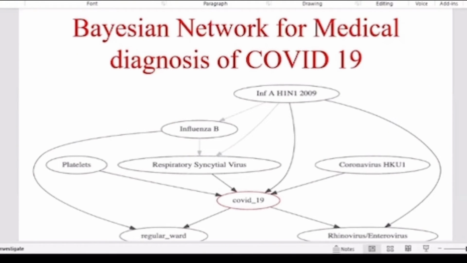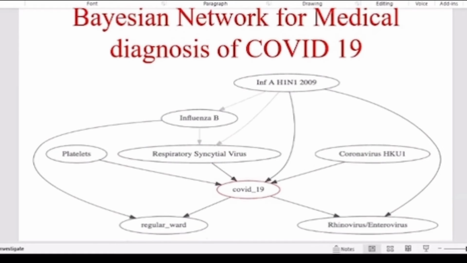Now you understand this, so we can determine the probability. Don't forget, a probabilistic relationship exists among COVID-19 and other variables, influenza B, coronavirus HKU, and so on. Look at that. Is that not interesting? Very, very interesting. And this actually works better than the conventional approach. So in medical diagnosis, it actually works. Take a look at that.